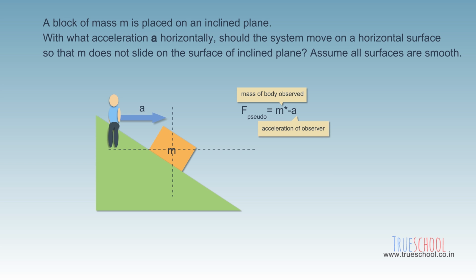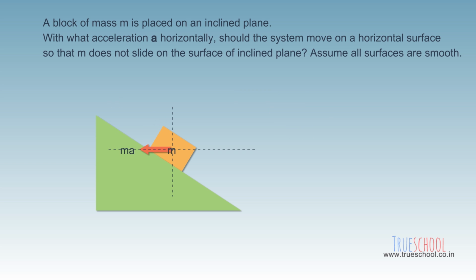Now we will assume this is the acceleration of the observer. Hence the pseudo force acting on the block will be its mass times acceleration directed opposite to the direction of acceleration of the observer. So if we observe the block is at rest, net force is 0. And the forces acting on it are pseudo force, mg and n. We simply have to add these up and the resultant should come to be 0. You will arrive at the same result. Try it yourself.